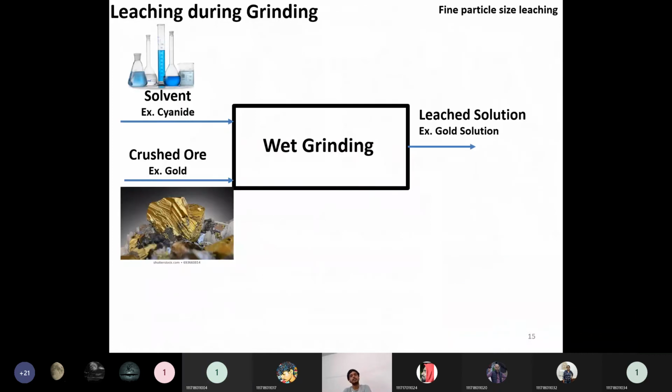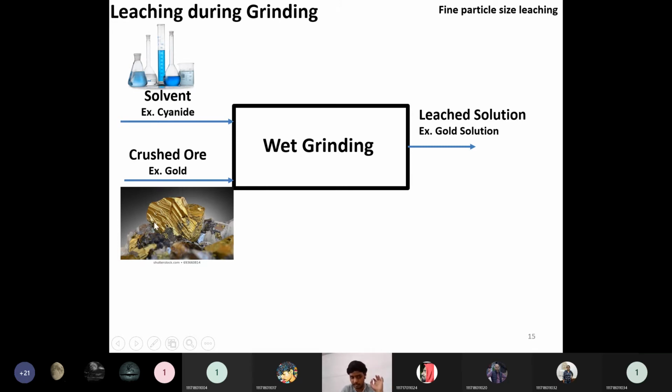Okay, then the next one is leaching during grinding. Wet grinding you might probably have seen in mechanical unit operations, wet grinding and dry grinding. The same wet grinding operation will be carried out in leaching during grinding. What happens? Many solids will be very hard solids.